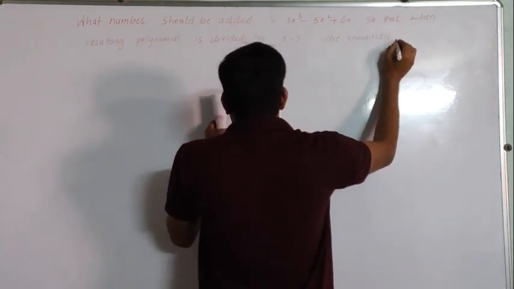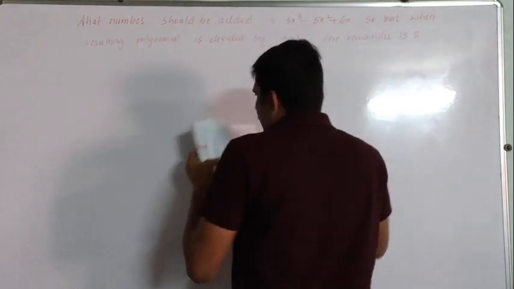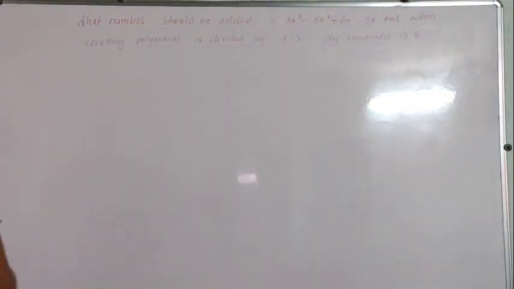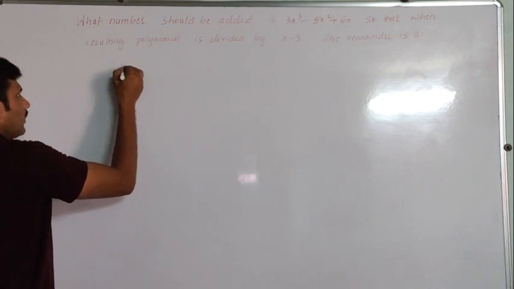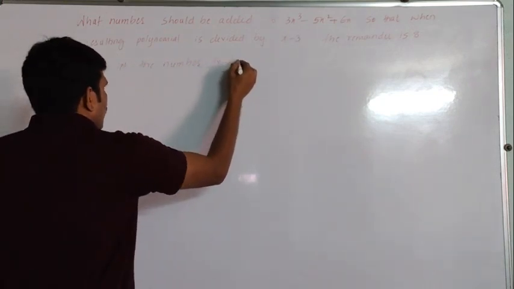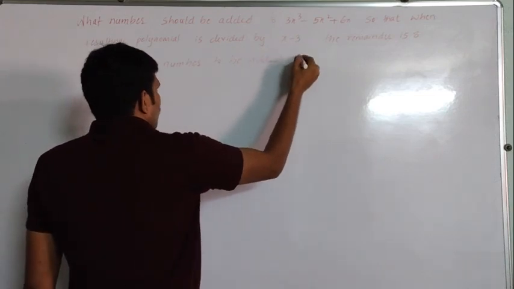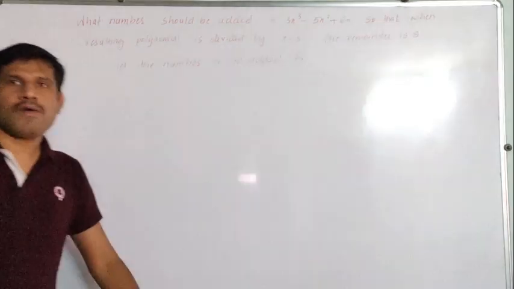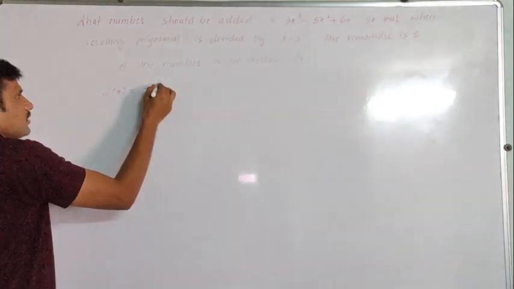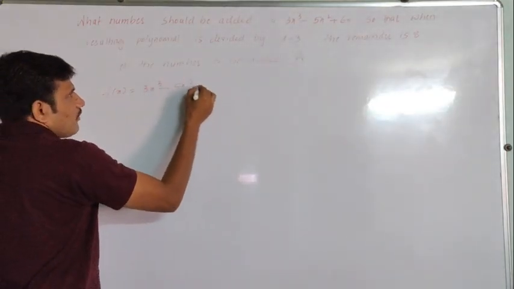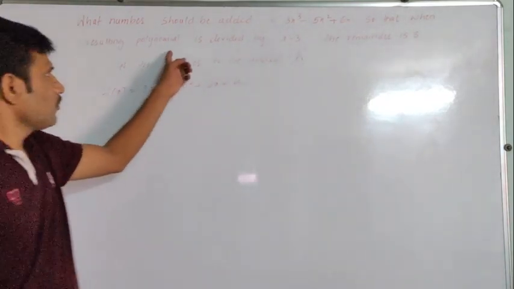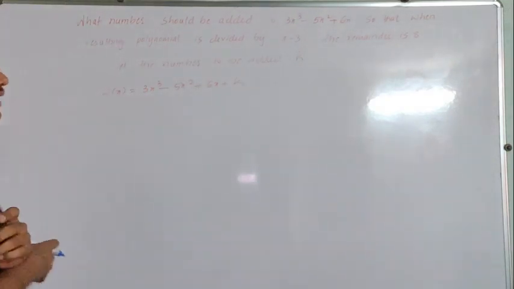We already solved a similar problem. The remainder is a. See students, so what number should be added? Let the number to be added, I take it as k. Right, so then what is f of x? f of x is 3x cubed minus 5x square plus 6x plus k. Is it clear?